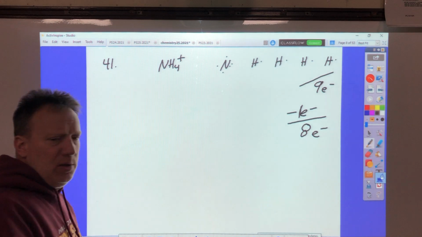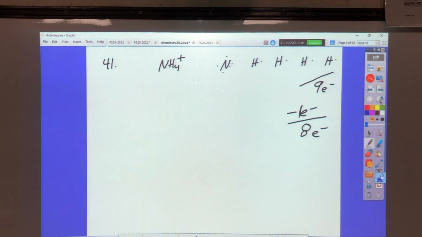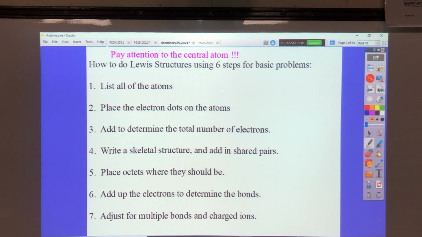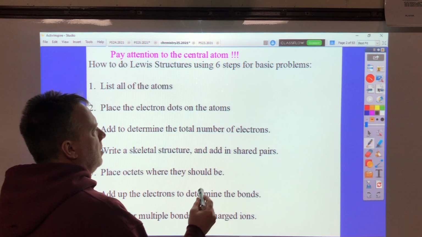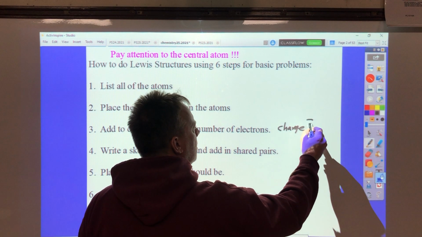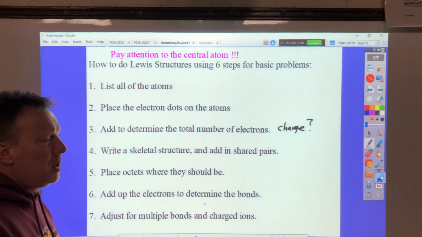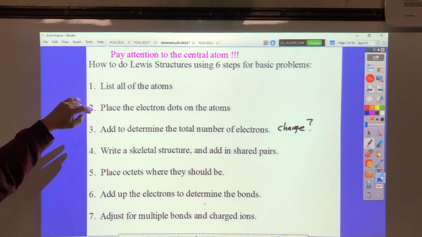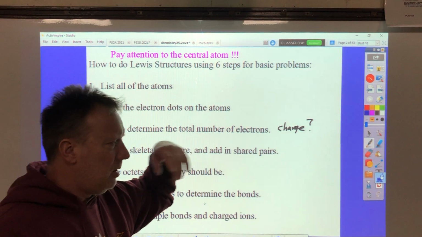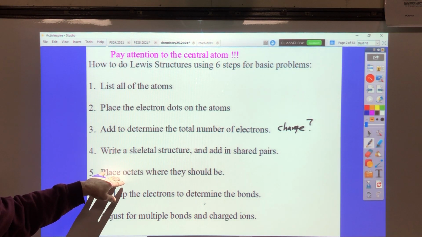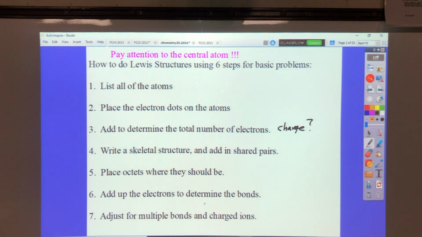All right, the next step is, maybe I'll end up reworking these rules here, but we have to adjust for charge when we get to this step. This one's a little more complicated than just a basic one. So we listed all the atoms, we placed electron dots, we added them up, but we had to adjust for charge. Now we're going to write a skeletal structure, add in shared pairs. We don't need this step on this one. We'll add them up and we'll be about done really. This one's pretty simple.